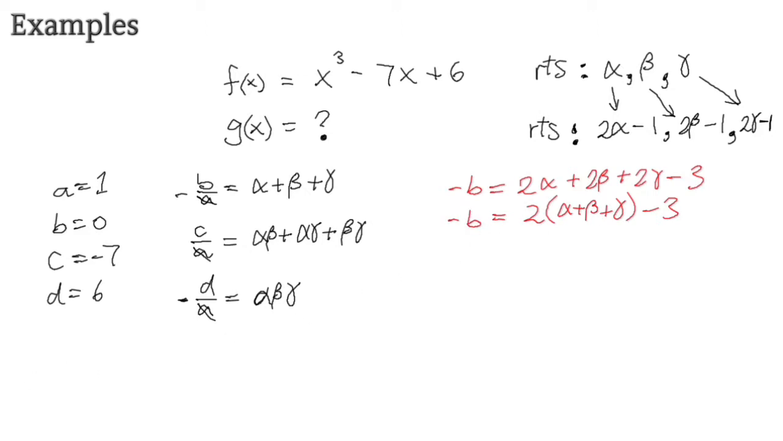We know that alpha plus beta plus gamma is minus b, so it is essentially minus 2b take 3 equals the red minus b. So red is related to g(x) and black is f(x). So we know the original value of b is 0. So we have minus b equals minus 3, which means that b is 3. Sort of simple, isn't it?